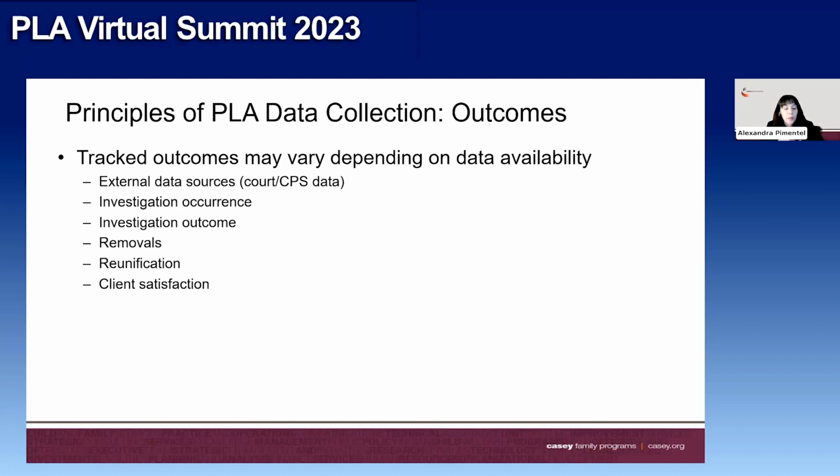So the outcomes that you are going to want to track are probably going to vary based on just what you have access to. So maybe you have access to external data sources, maybe you have access to the court data in your jurisdiction, maybe you have access to the child welfare data. If you do, that's awesome. That's phenomenal. And you should definitely be able to look at what they have and incorporate that in.